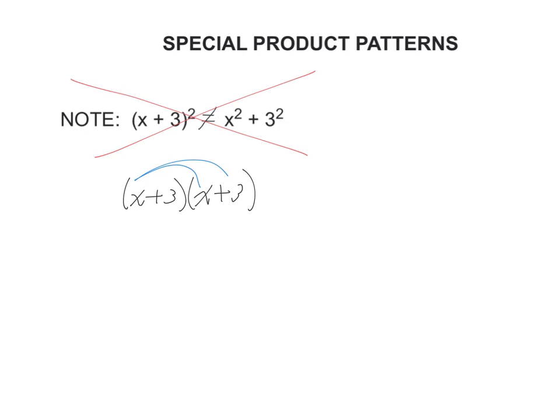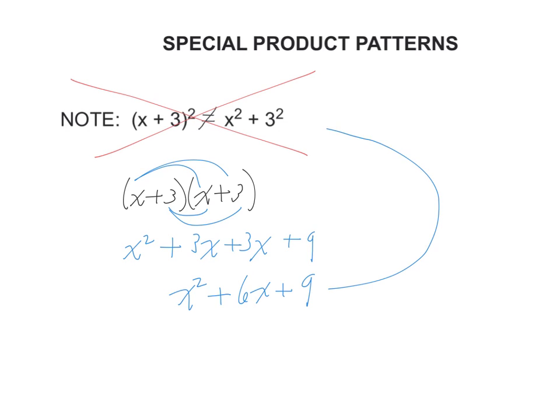In the FOIL process, we do get an x squared, and we actually do get a 9 at the end. But we'd be missing the outer and inner terms. Notably, the 3x and the other 3x. So you can see how these two are not the same thing. That extra 6x is missing if you distribute the exponent. So we'll have to write it twice, no shortcuts on that.